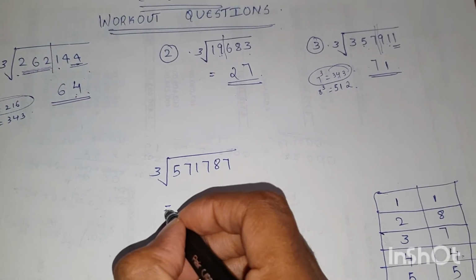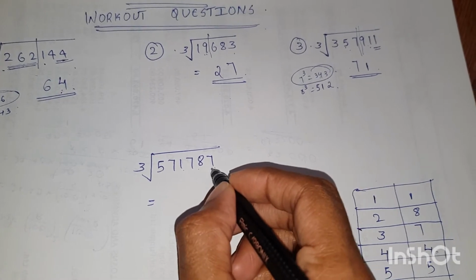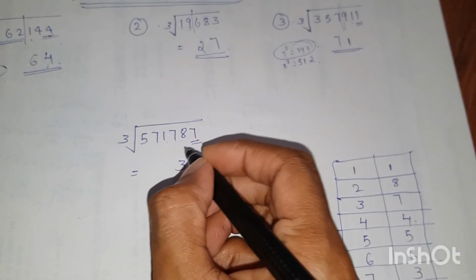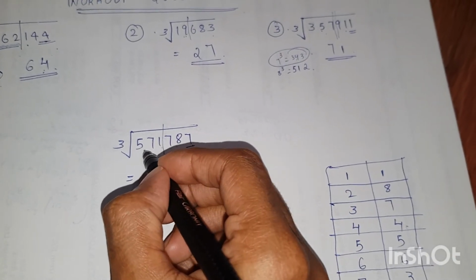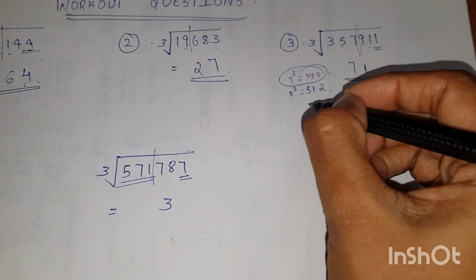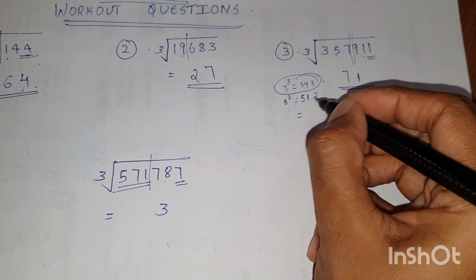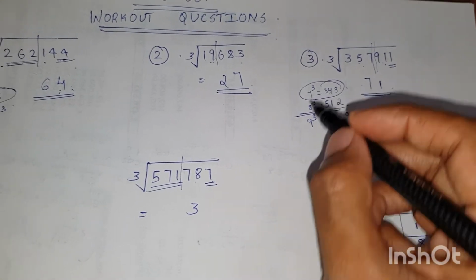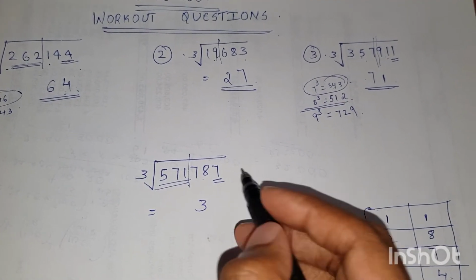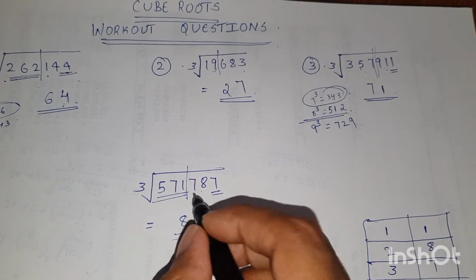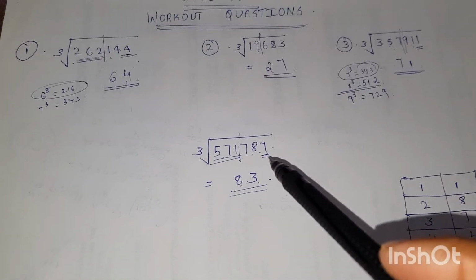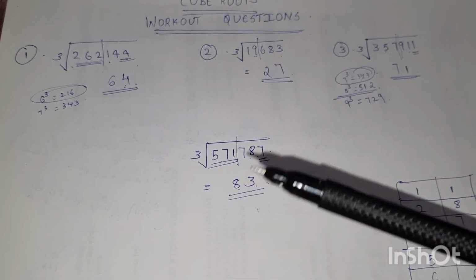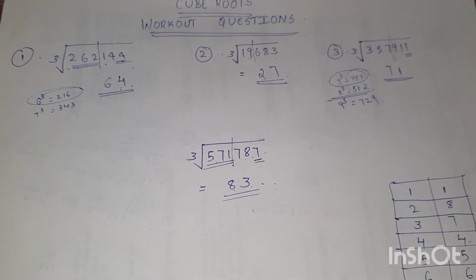Next, cube root of 571787. Here the number ends with 7. That means its cube root ends with 3. Then removing the last 3 digits, 571. We know that 8 cube is 512, 9 cube is 729. So choose 8 because 512 is less than 571. So 83. Cube root of 571787 is 83. So 83 cube is 571787. Try to practice more questions so that you will get speed while attending the questions in the QA section.